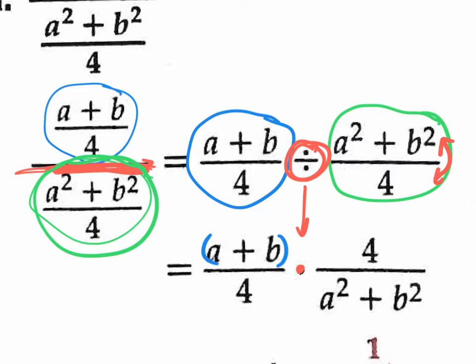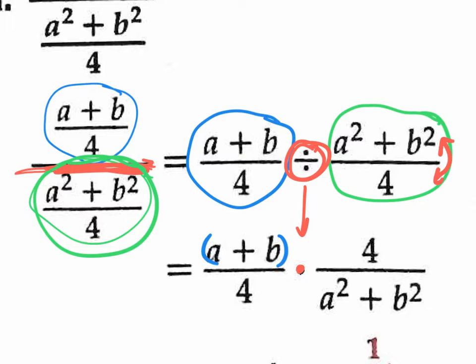If it were a squared minus b squared, then you could rewrite it to a plus b, a minus b, because that would be a difference of two squares. But a squared plus b squared is not factorable, okay? You just cannot factor it. So you can't cancel this with that, can't do it.